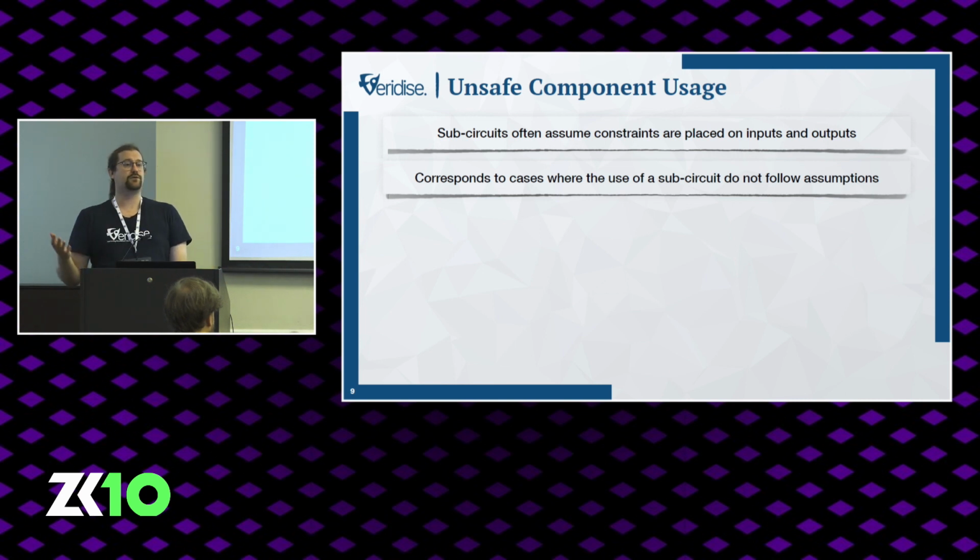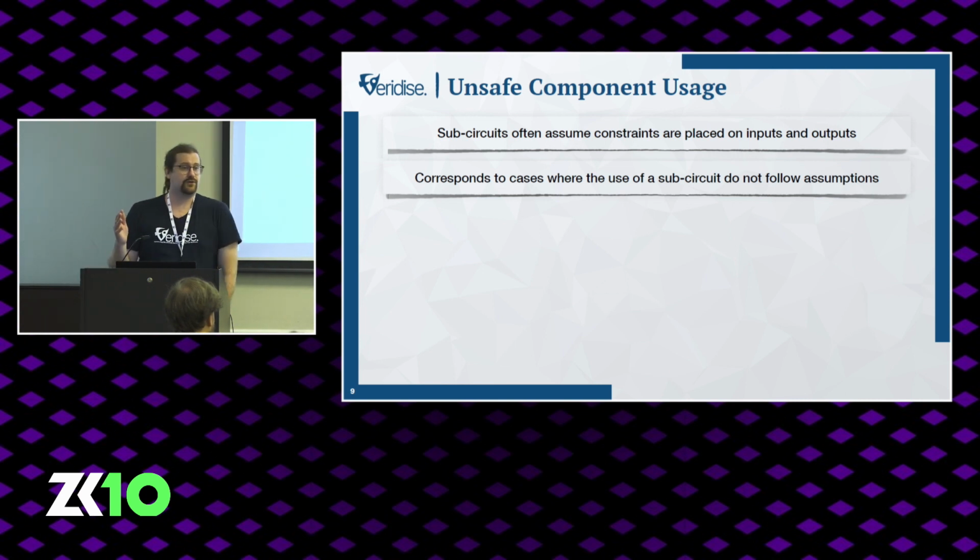If you're familiar with circomlib, for example, there are assumptions that are placed on certain circuits. For example, less than and greater than assume that you've performed num to bits to check that the inputs are of a particular size, so it can do the comparison efficiently. This corresponds to cases where those subcircuits aren't used correctly.